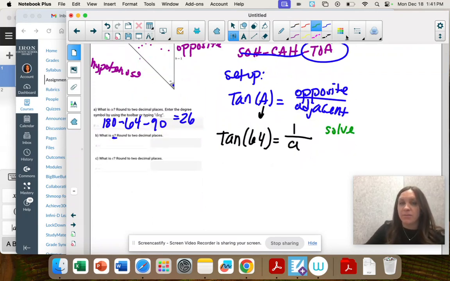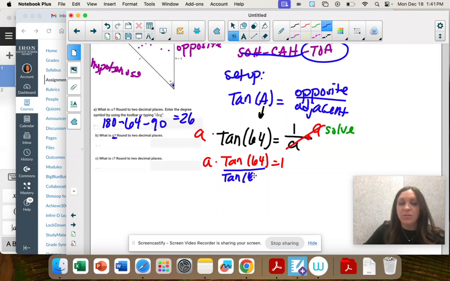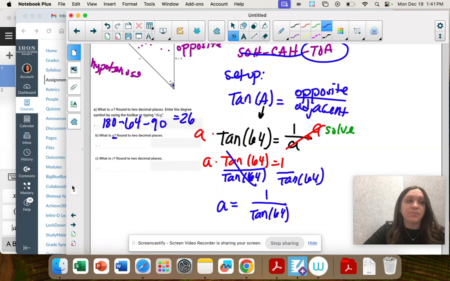Now we need to solve. So first thing, we need to get rid of the fraction. So we're going to multiply both sides by A. That gets rid of that. And we have A times tangent of 64 equals 1. Okay, now to get A by itself, we divide. So this one's kind of tricky because we have to multiply then divide. We kind of just flip them. So A is 1 divided by tangent of 64. And we're going to go put that in our calculator.